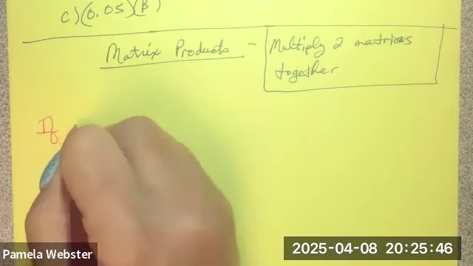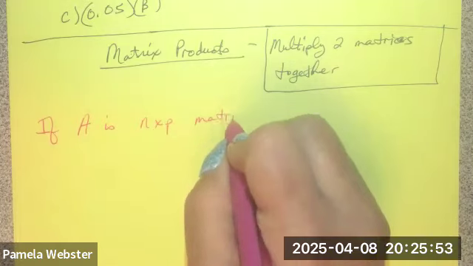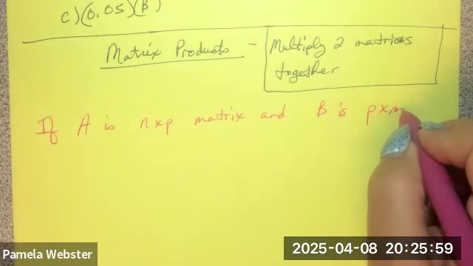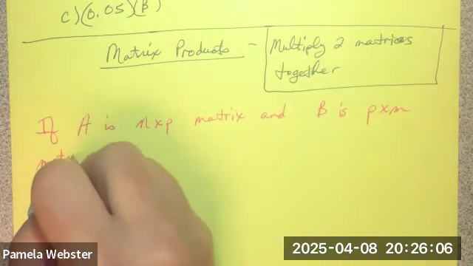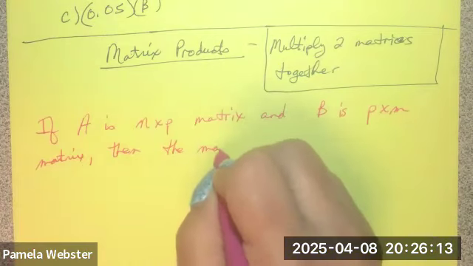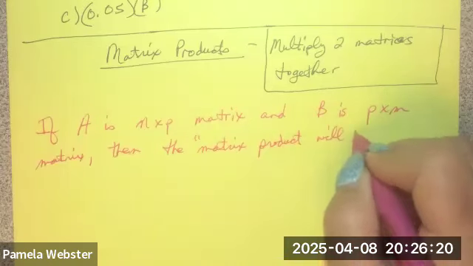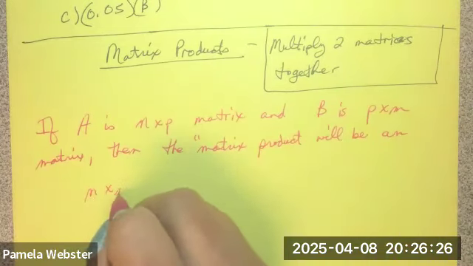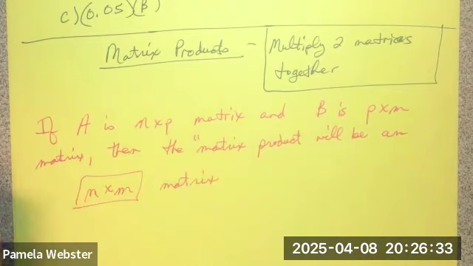The definition says if A is an N by P matrix, and B is a P by M matrix, so one's an N, one's an M, then the matrix product, that's what we're looking for here, will be an N by M matrix.